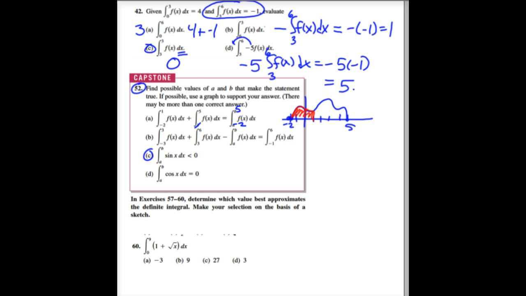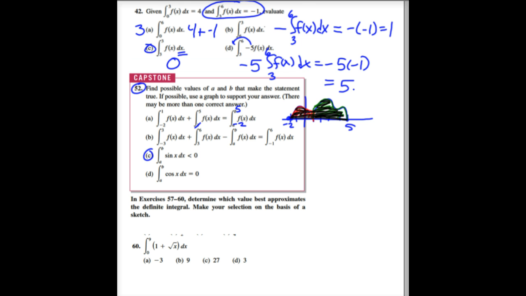And then going from 1 to 5 and adding them up separately, I could just sweep on through all the way from negative 2 to 5. So that's what that one's saying.